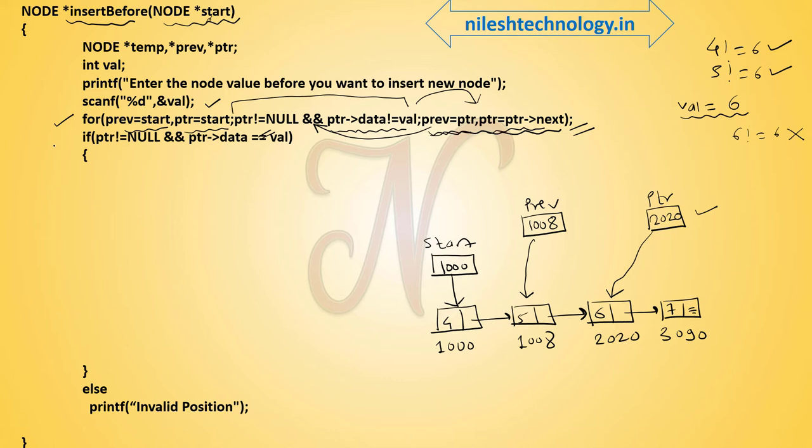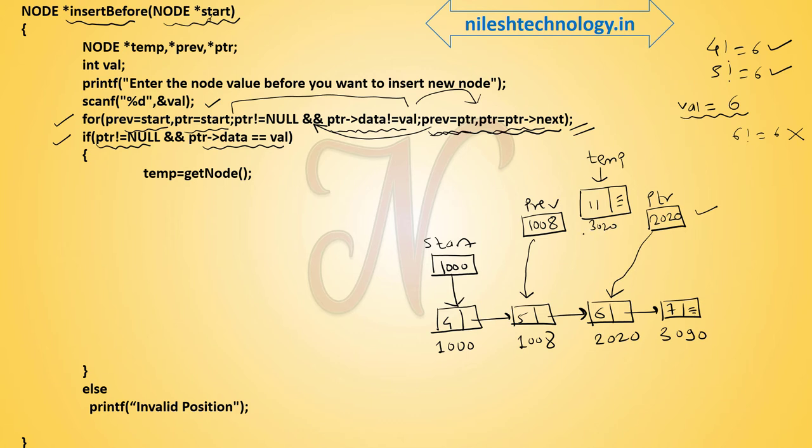So see here, this is the if condition. Check ptr is not equal to null: true, because it stores the address of some node, and the data is equal to value. Data is 6 and value is also 6, so both match. Now in the if condition, temp equal to get node. Here we create one new node. So temp is pointing to one node. Assume here the value is 11 and the address is, for example, 3020.